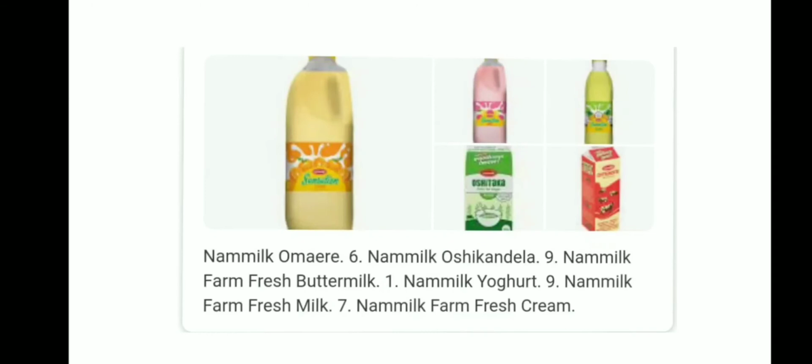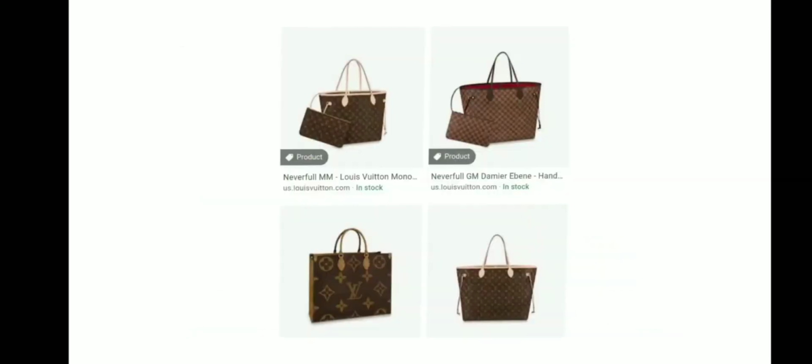The first picture is products produced by Nam Dairies. We have the Omaere, we have Sensation orange drink, we have Oshikandela, we have fresh buttermilk, and we have Nam milk yogurt, and so on. And then the second picture, we have a bag designed by Louis Vuitton. If you've heard of it, it's a designer bag just like Gucci or any other brand that comes to your mind.